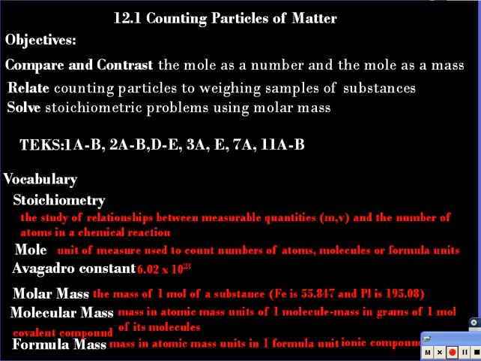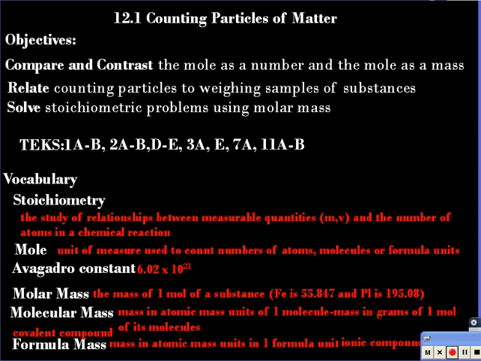12.1 is counting particles of matter. We want to be able to compare and contrast the mole as a number and the mole as a mass, relate counting particles to weighing samples of substances, and solve stoichiometric problems using molar mass. The vocabulary we'll look at starts with stoichiometry, which is simply the study of the relationships between measurable quantities like mass and volume and the number of atoms in a chemical reaction, which aren't measurable, or they're measurable but not countable.